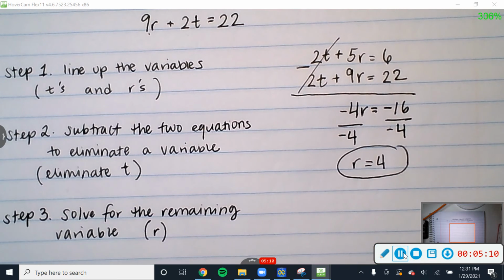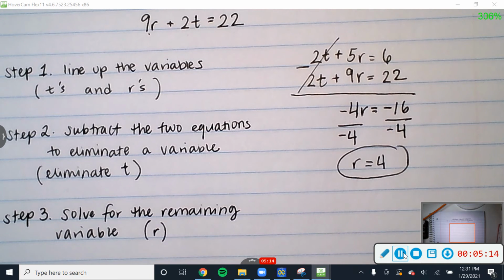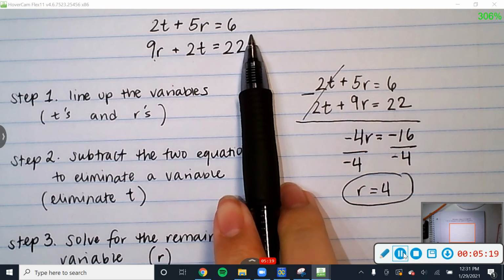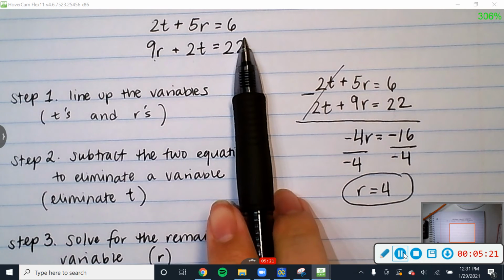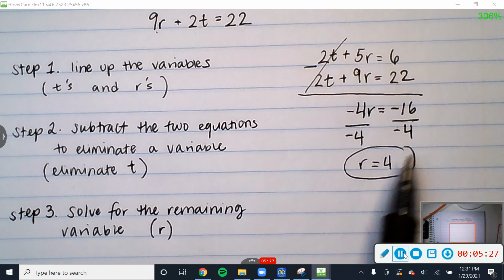Now the rest of this, to solve for the other one, for t, we just do the same that we did during substitution. Pick one of these equations. I'll just choose the first one. It doesn't matter which one you use. Both of them will work. So choose one of the original equations and plug in what you got for r.